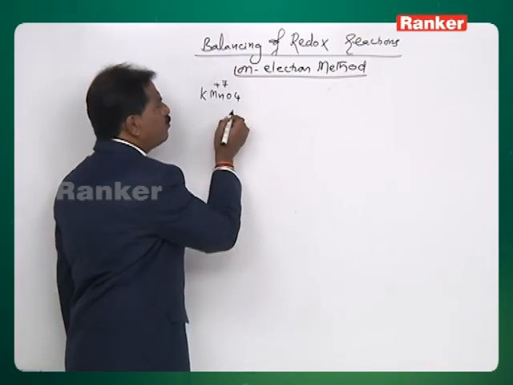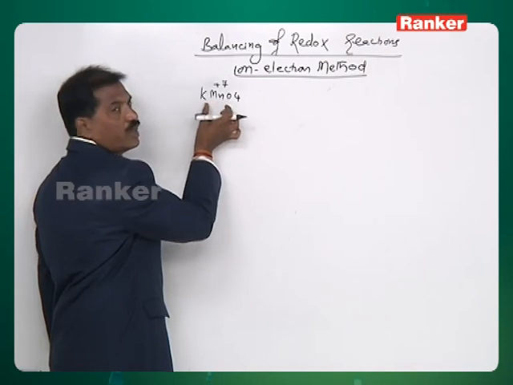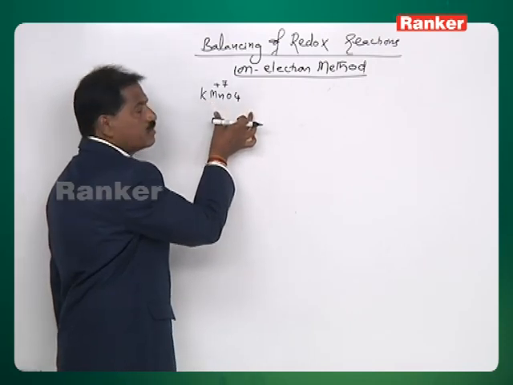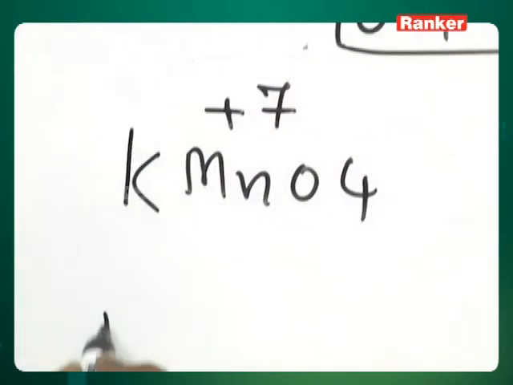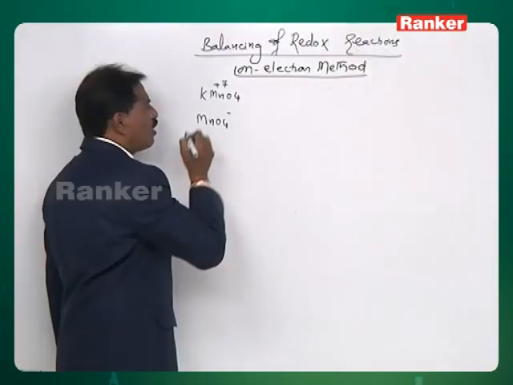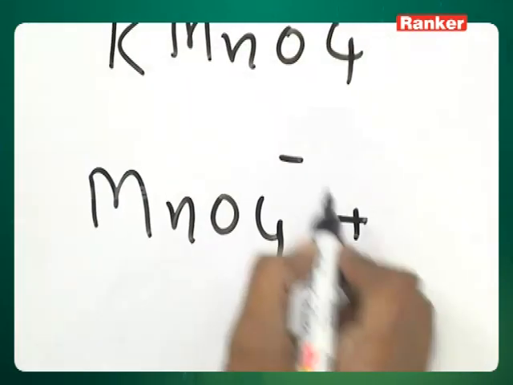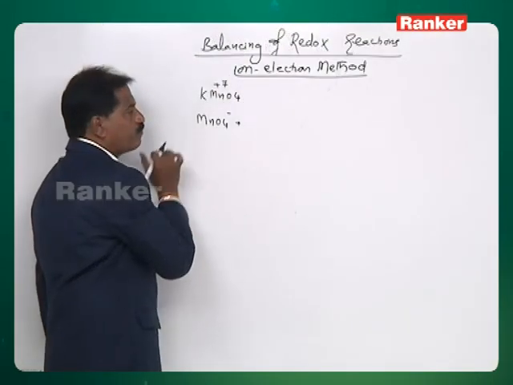Next, when KMnO4 is used in any reaction, first it will undergo ionization into the ions K+ and MnO4-. Therefore, this MnO4- ion will participate in the reaction to oxidize some other species. Therefore, the active species from KMnO4 is MnO4-.